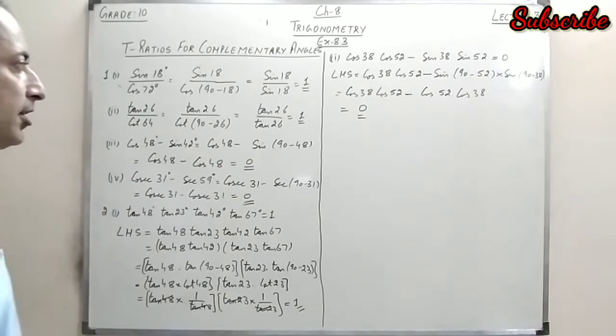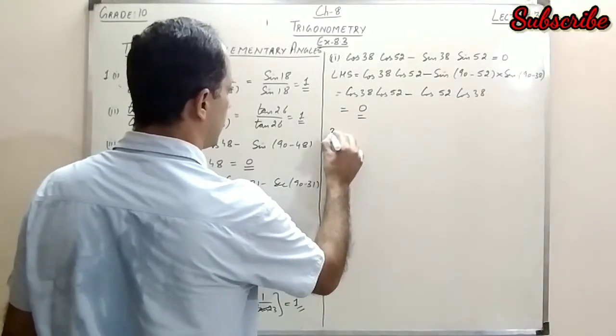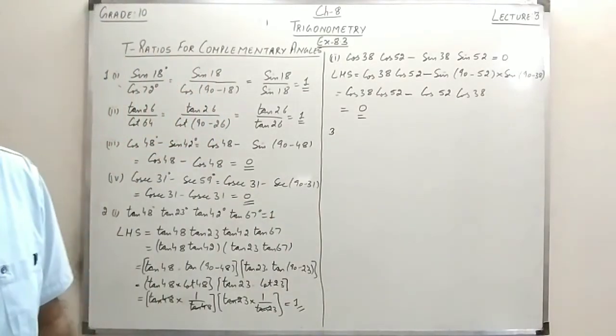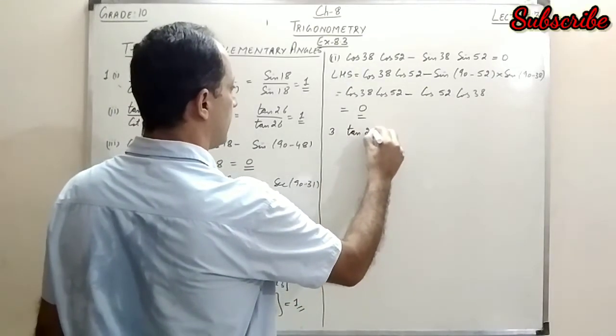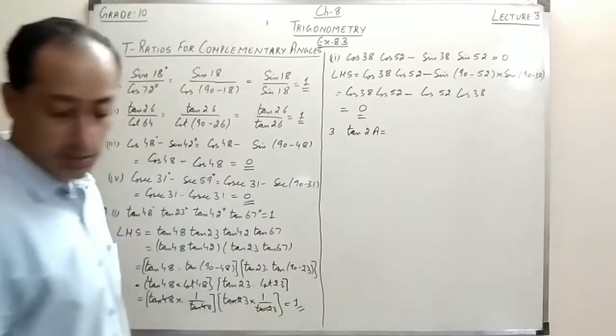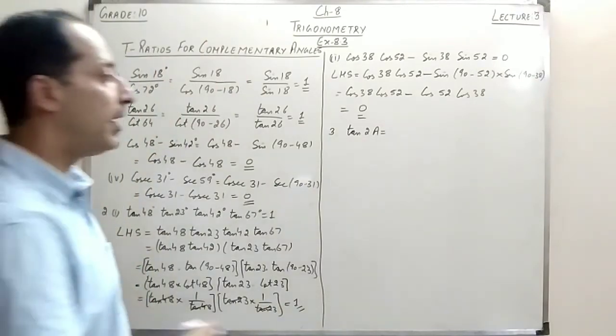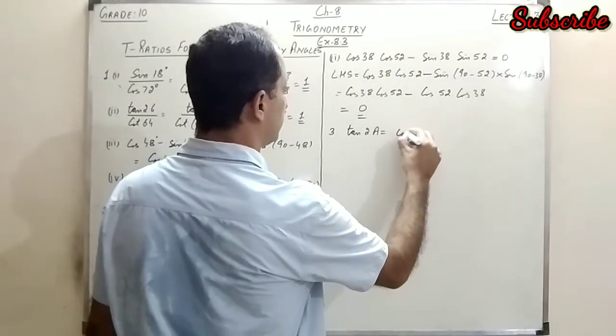Now in the third question it is given that tan of 2A is equal to cot of A minus 18.